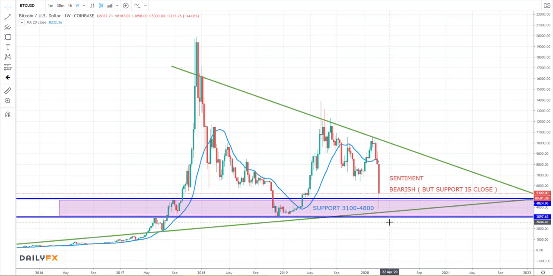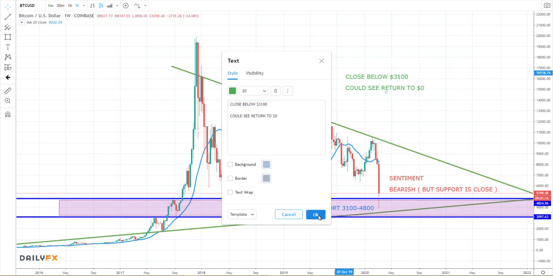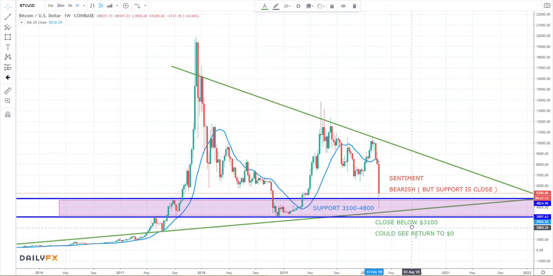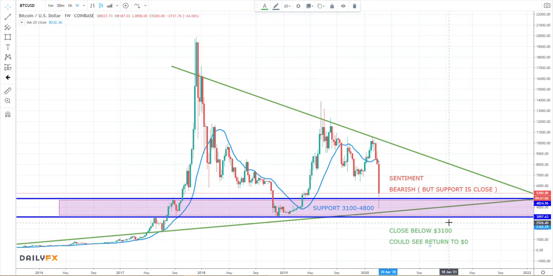So if we see a close below 3,100, we could see a return to 0. I know that sounds really extreme, but if it were to break that support line, there'd be nothing really holding it, no significant support to head down to the 0 line. So a close below 3,100. However, we see price running above that.